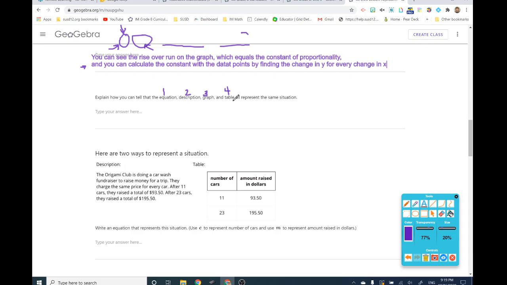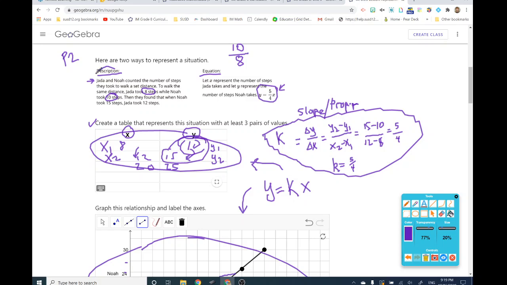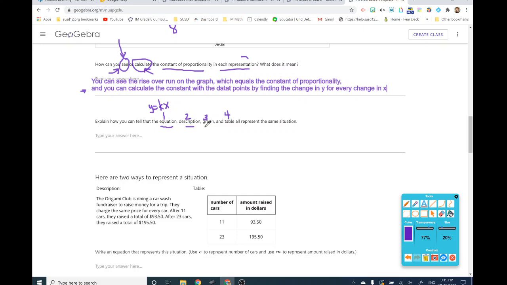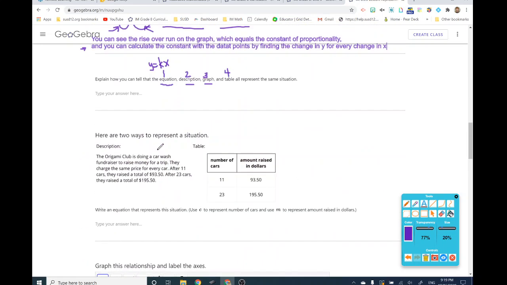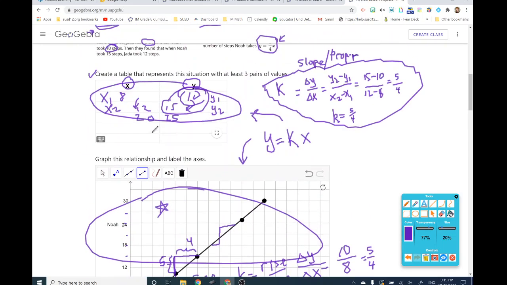Okay, they gave us 4 different ways to represent this same situation. And that's the point of this lesson. The same situation can be described by an equation. An equation takes the form y equals k times x. That's the equation. The description of the problem was right here. Here's the description. Jada and Noah counted the number of steps. The graph is here. We graphed it ourselves. And then the table, the data table, we filled it out.